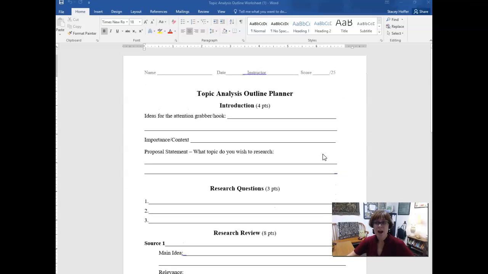This is due, I was going to have it due on Friday, but now I'm going to have it due Monday before class. That gives you a little bit of extra time. And then in class, we're going to talk about writing the actual paper. We're going to put together a document so you can go ahead and move everything from the outline planner into the APA shell document. We're going to talk about all of that when I see you again on Monday.